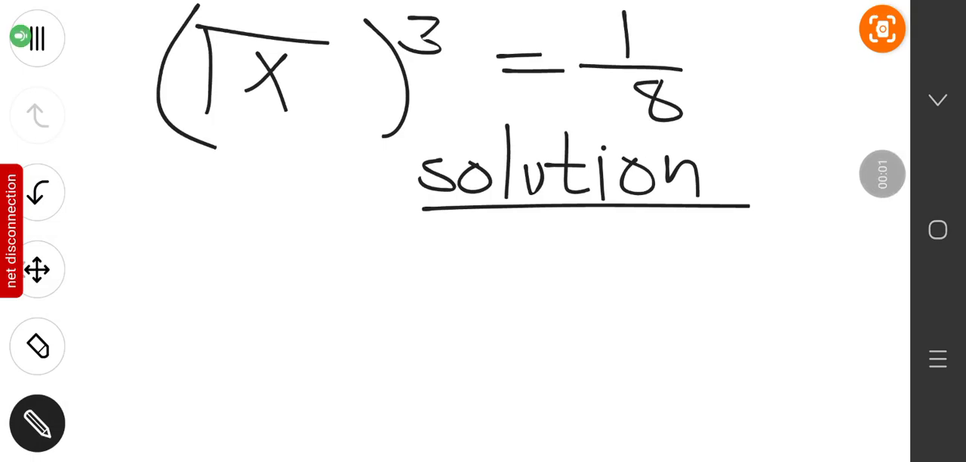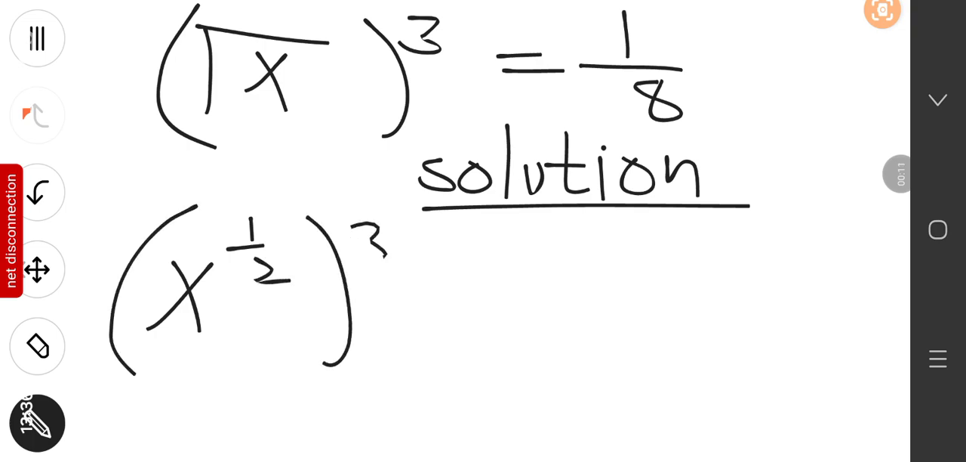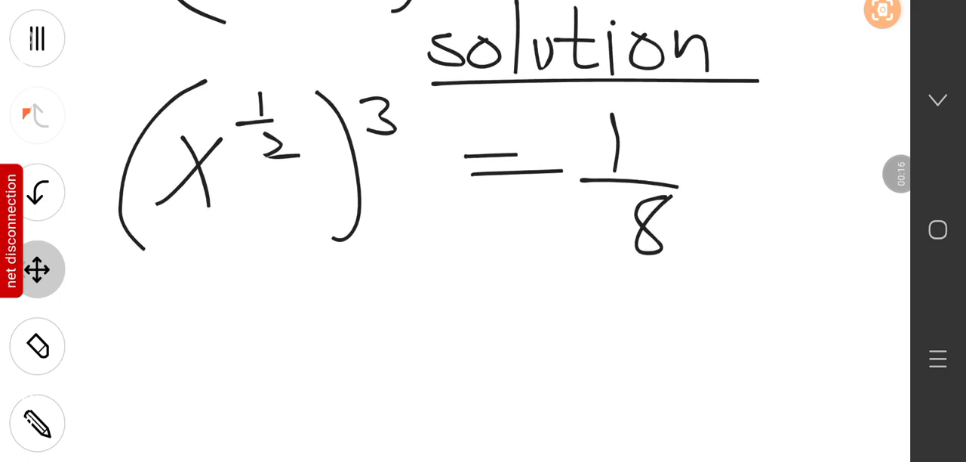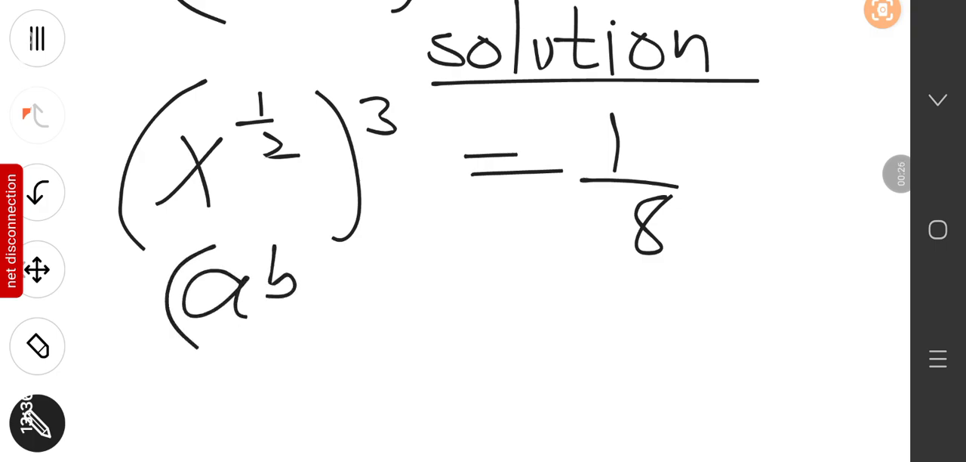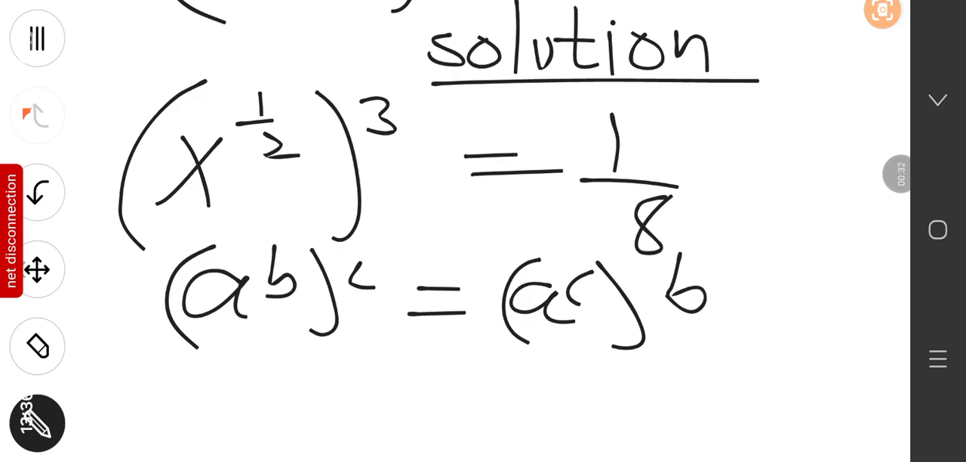The square root of x, in a bracket with exponent 3, equals 1 over 8. Now we can write the square root of x as x exponent half, so x exponent half, multiplying the exponent 3, equals 1 over 8. Here we are going to apply the power of a power rule of indices: a exponent b multiplying the exponent c equals a exponent c multiplying the exponent b.